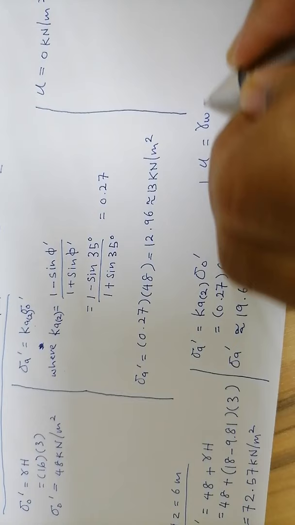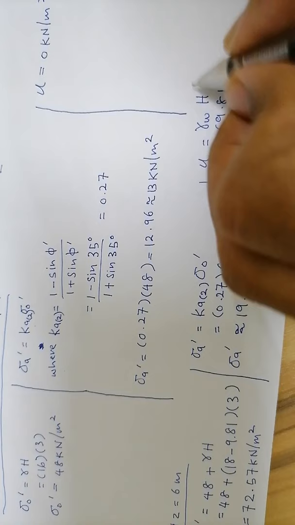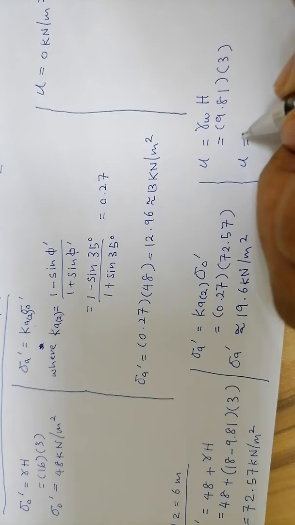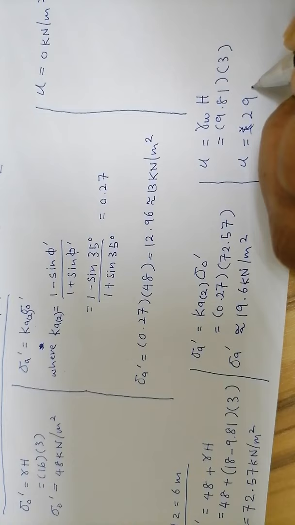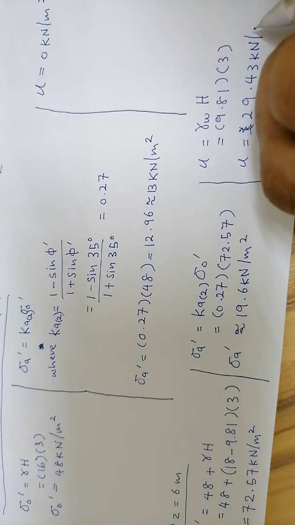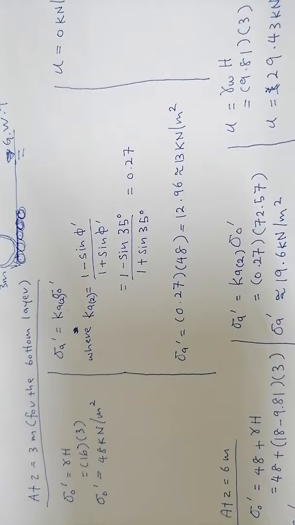Okay, so now the pore water pressure equals the unit weight of water times the height. The unit weight of water is 9.81 and the height is 3, isn't it? So your pore water pressure here is 29.43 kilonewton per meter square. All right, so that's it, people.